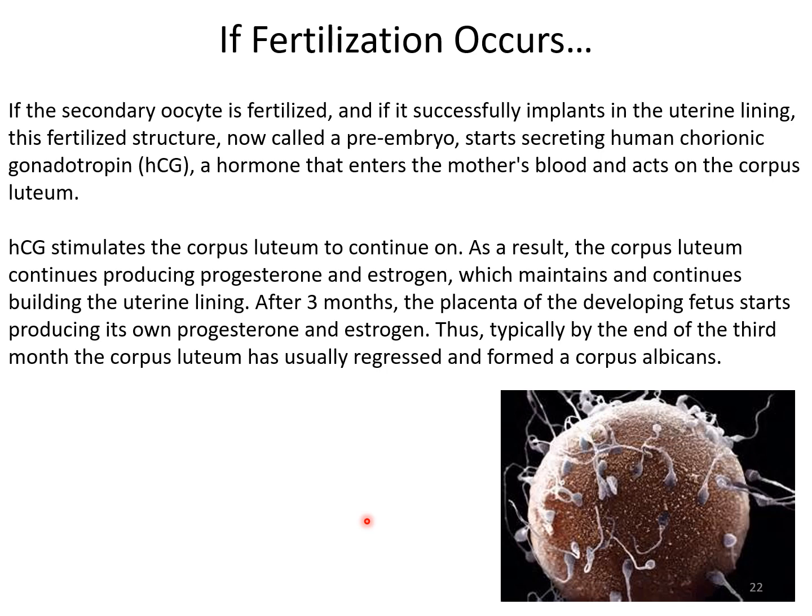So the corpus luteum will continue to release progesterone and estrogen, which is going to maintain and continue to build the uterine lining. So after about 3 months, the placenta will develop, and it starts producing its own hormones. At that point, we don't need the corpus luteum anymore, and it can again regress and become a corpus albicans. But it can't do that until the placenta has kind of taken over its job.